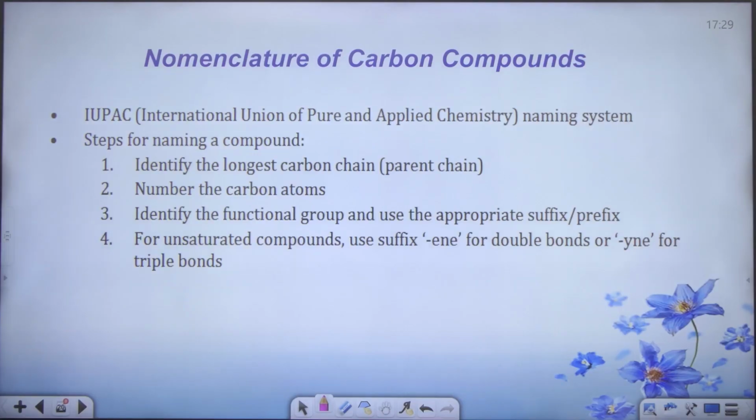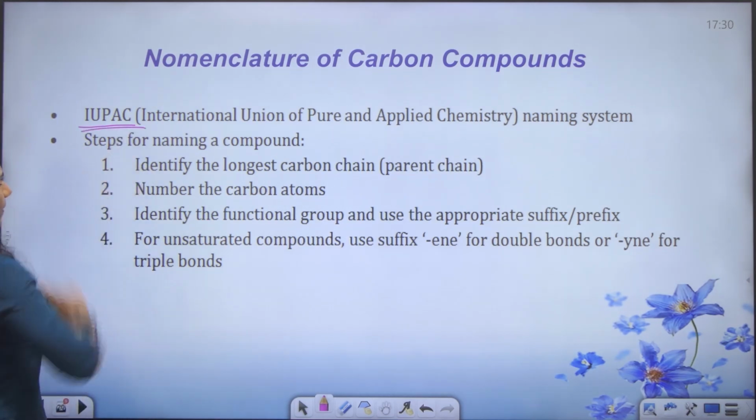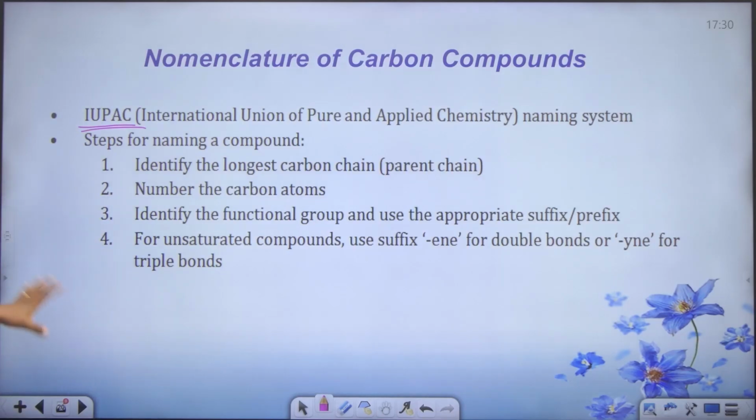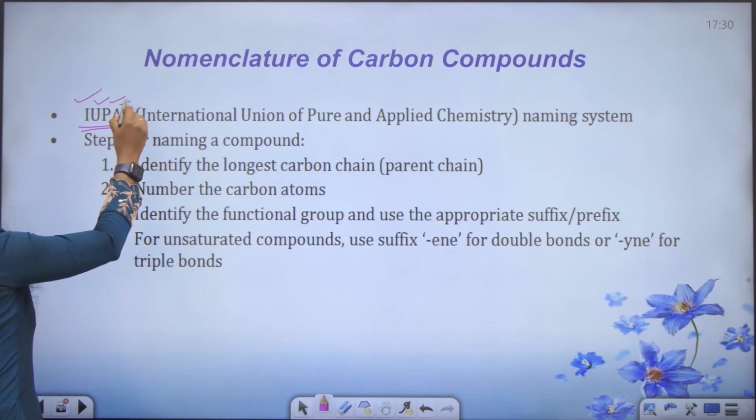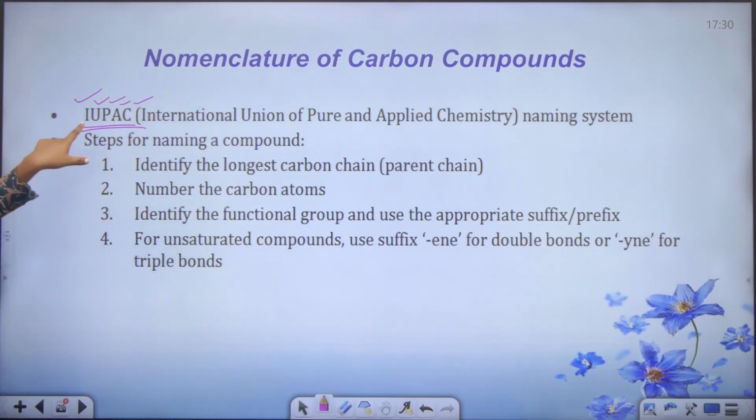The next topic, nomenclature of carbon compounds. Nomenclature means naming of the carbon-containing organic compounds following the IUPAC naming system. IUPAC means International Union of Pure and Applied Chemistry.